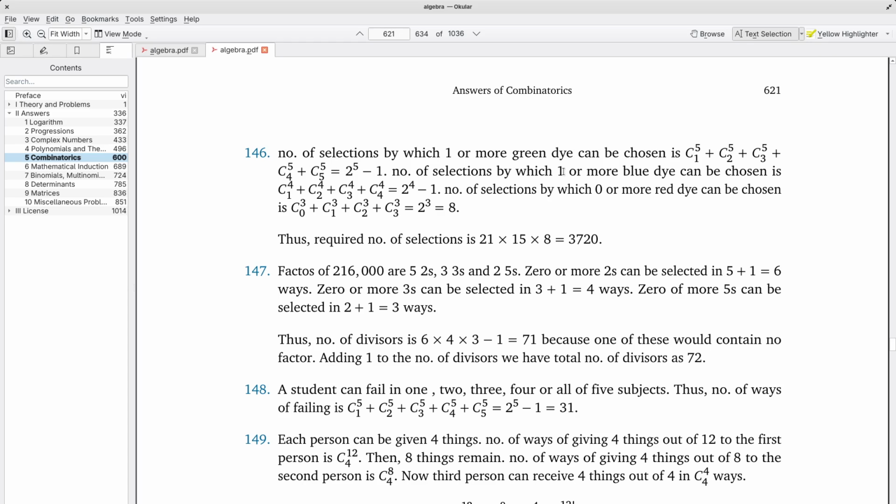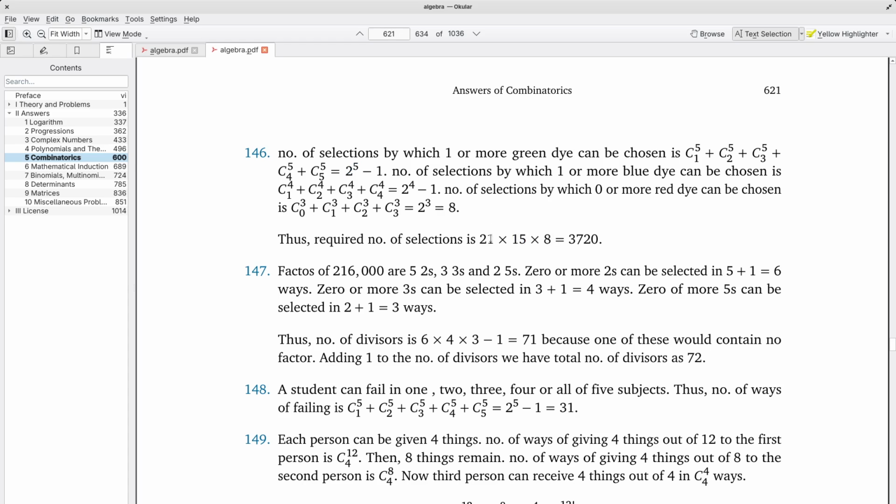Number of selections by which 1 or more blue dice can be chosen will be 2 to the power 4 minus 1. Thus, the number of selections by which 0 or more red dice can be chosen is 3C0 plus 3C1 plus 3C2 plus 3C3. That is 2 to the power 3 or 8. The total number of selections is 21 multiplied by 15. This should be 31. This should be 31 multiplied by 15 multiplied by 8.